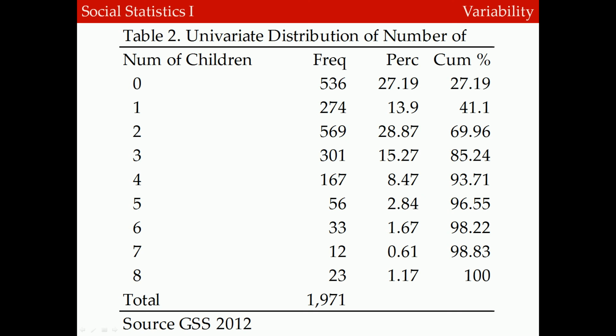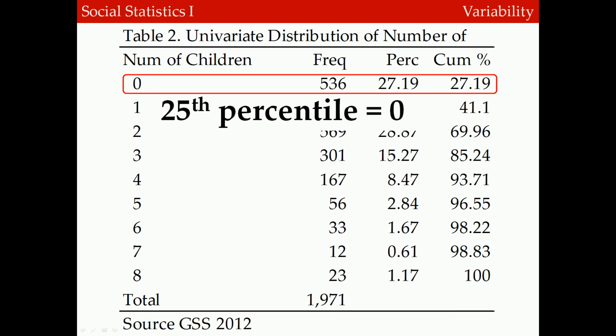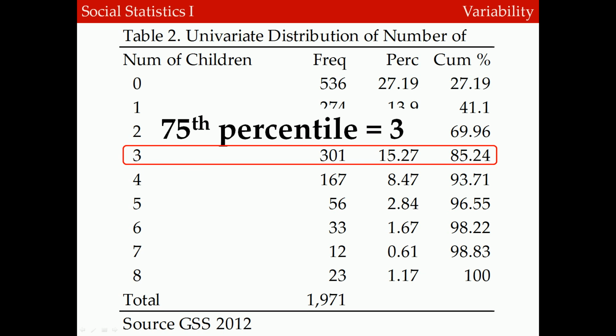Let's begin with the 25th percentile. Looking at the cumulative percent column, which is the first category to include 25%? Oh, it's this one. It's the lowest category, 0, because you can see that the cumulative percent here is a little over 25. It's 27.19. Now, which is the first to include 75%? We see that it's this one, because it's a little over 75, and it's the first to actually reach 75. So although it's 85.24, it's the first one to include 75. So our third quartile, or 75th percentile, is 3.